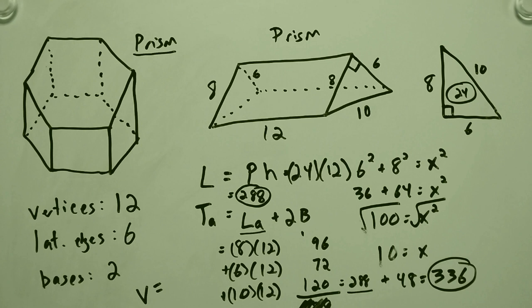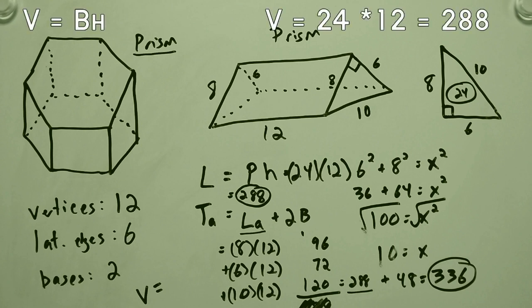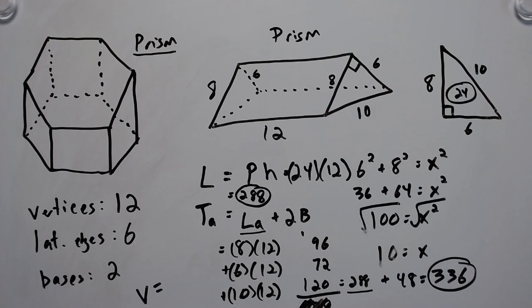Remember, the volume of a prism equals the area of the base, B, times the height of the prism, or V equals B times H. So we take the area of the base, which we know is 24, times the height, which is 12. So 12 times 24 is 288, and that would be the volume. Let's clean this off and do a bonus problem.